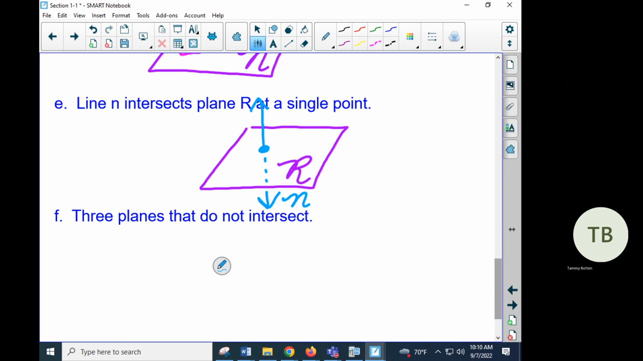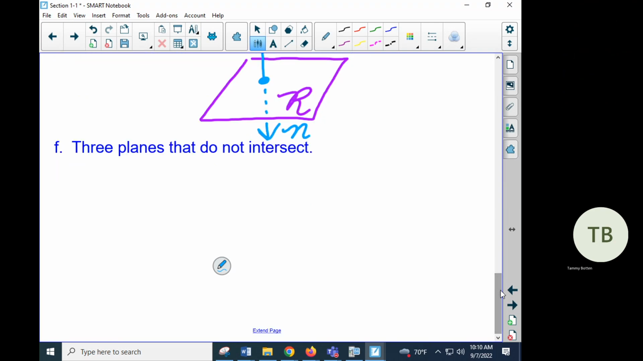Now here, it doesn't say what point it is, so you don't have to label it, but you could. If you wanted to name that point P or something, you could do that. But it doesn't specify, so you don't have to.